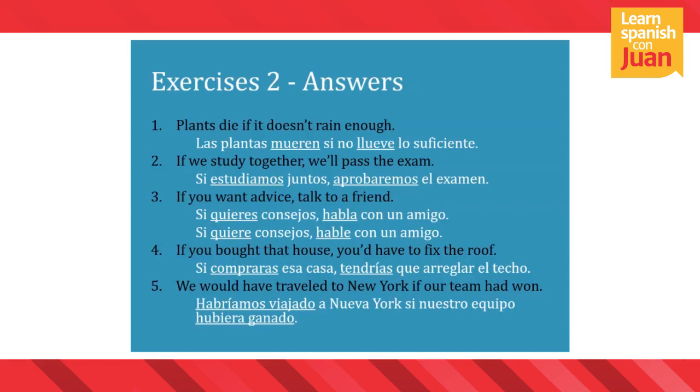Number 5 is a category 4. Sounds like we're talking about hurricanes or tropical storms. Number 5 is category 4. It's one of those contrary to fact scenarios in the past. We would have traveled to New York, Nueva York, if our team had won, but it didn't, so we didn't. Habríamos viajado a Nueva York si nuestro equipo hubiera ganado.